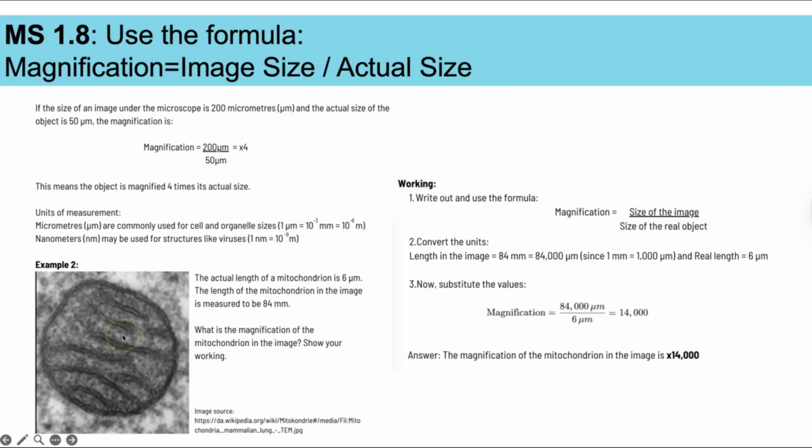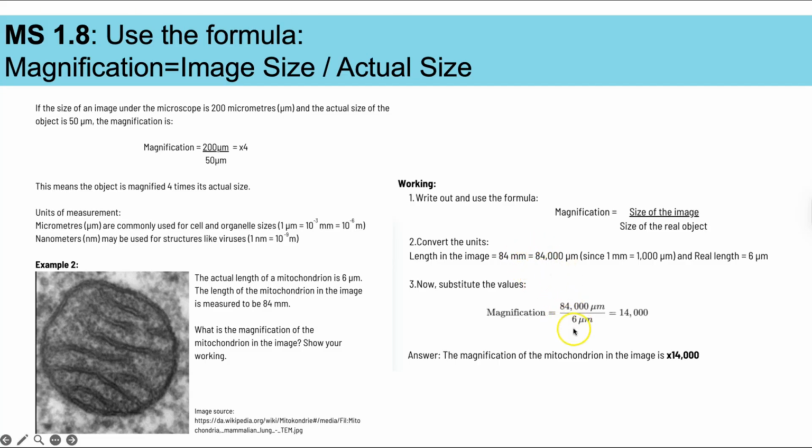So if we have a look at this one, we've got: what is the magnification of the mitochondrion in your image? Show your working. So for this one, write out the formula first of all. We've got magnification equals size of image divided by the size of the real object. The length of the image, if we were to measure it, has been measured to be 84 millimeters. And we've already been told that the actual length is 6 micrometers. So we'd need to do 84 divided by 6.